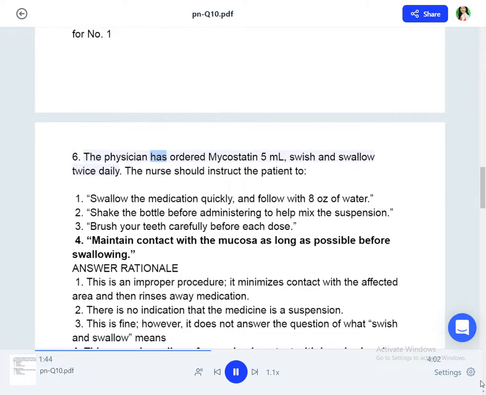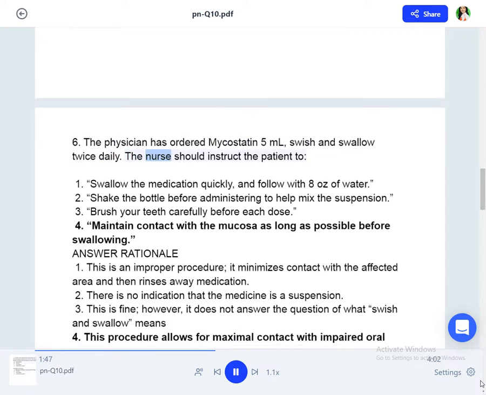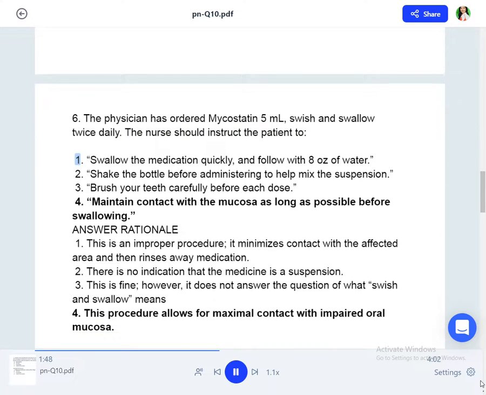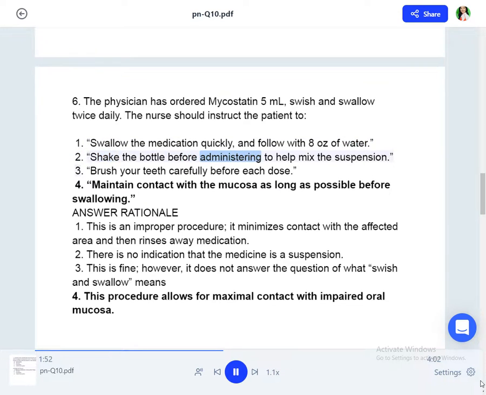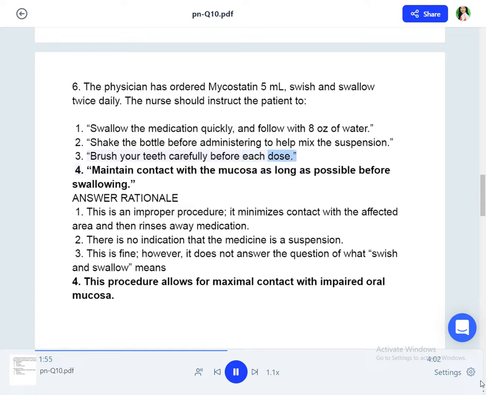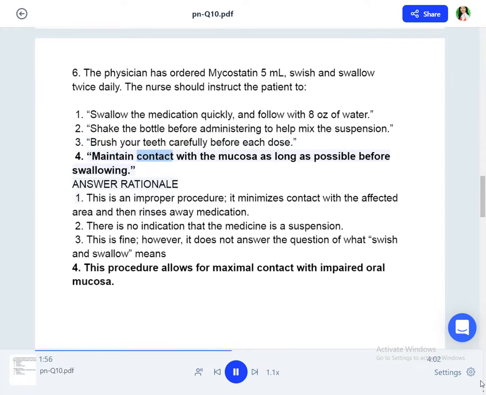6. The physician has ordered Mycostatin 5 milliliters, swish and swallow twice daily. The nurse should instruct the patient to 1. Swallow the medication quickly, and follow with 8 ounces of water. 2. Shake the bottle before administering to help mix the suspension. 3. Brush your teeth carefully before each dose. 4. Maintain contact with the mucosa as long as possible before swallowing.